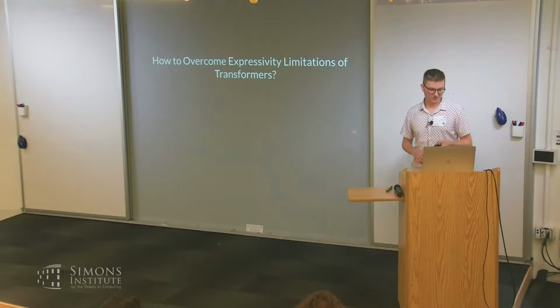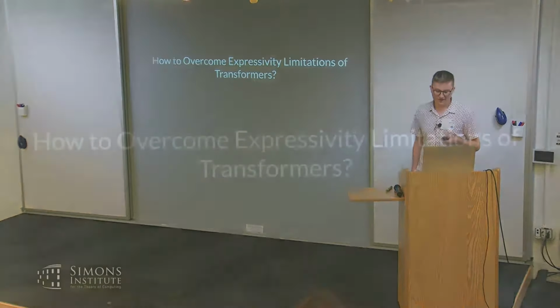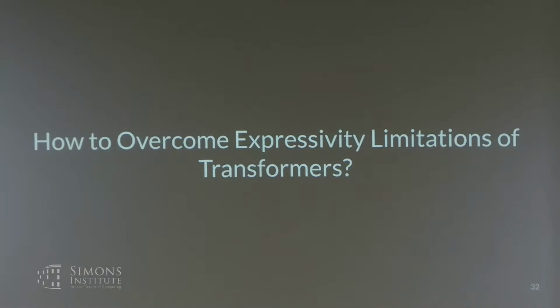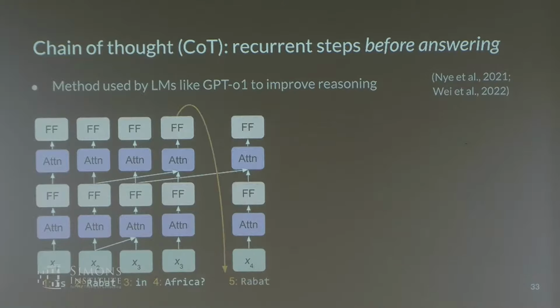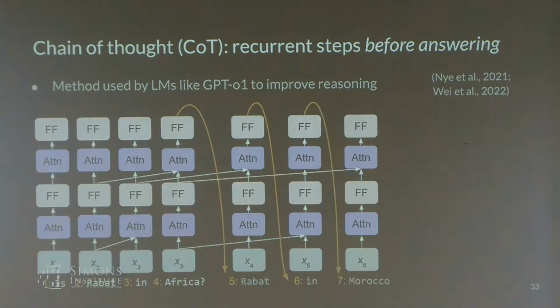Okay, I'm going to move on for now. So how do we overcome these expressivity limitations of transformers? One very natural way is chain of thought, basically allowing the model to take recurrent steps before answering. If the problem is that transformers can't express sequential computation, what if we allow the model to operate sequentially at inference time by generating tokens and adding them back to the input before we produce an answer? This is a strategy used in practice to improve the reasoning power of models on different empirical benchmarks, and theoretically, it seems like it should add some power to the model.